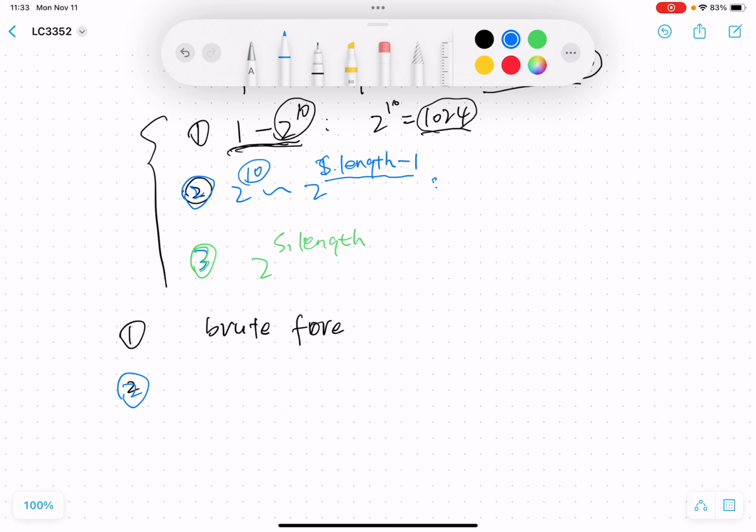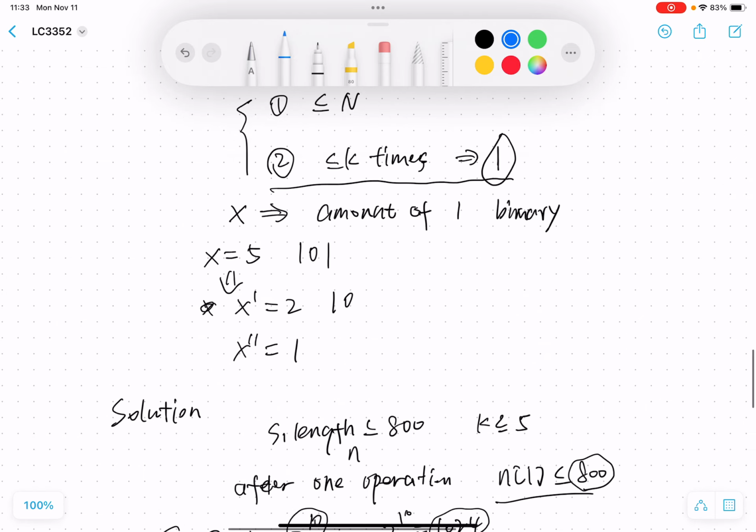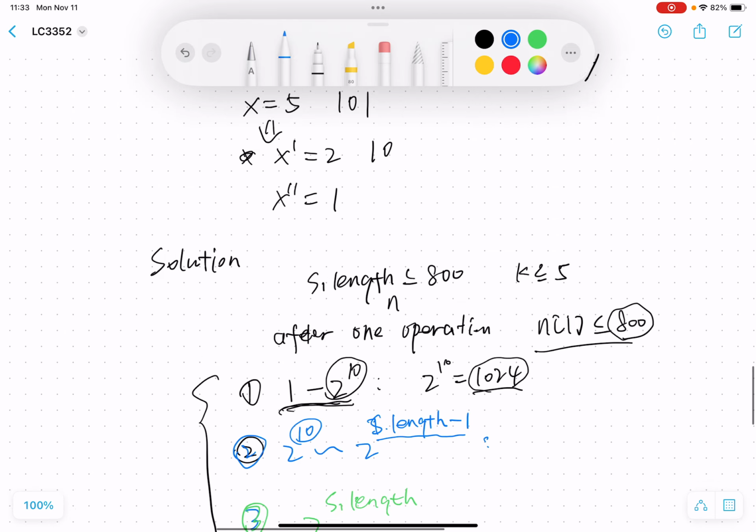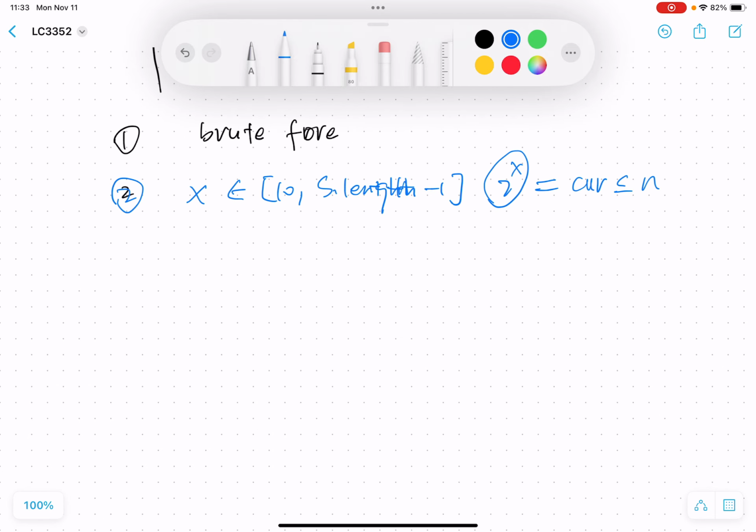For the second part, let's assume x belongs between 10 and s.length minus 1. We will know that for 2 to the power of x, the current value is definitely less than n, because the length of the power of 2 is less than s.length. So it definitely meets the first requirement. Okay, let's check how it can meet the second requirement.